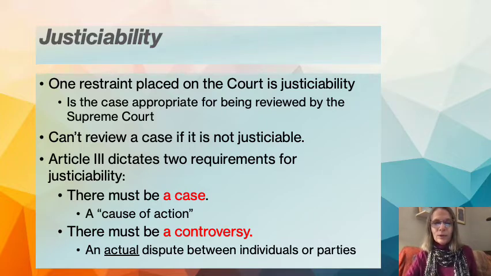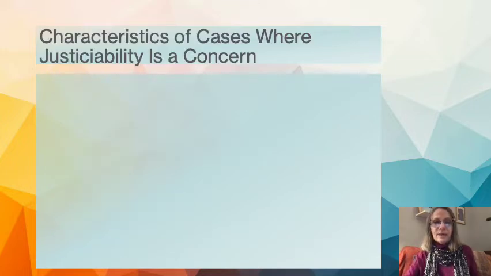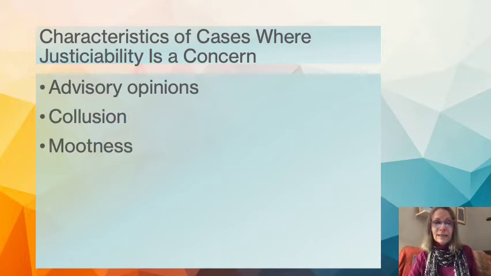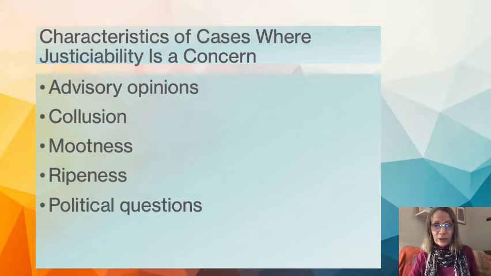So let's dig in a little bit more deeply to give examples of what that means. Your textbook identifies 5 characteristics of cases where justiciability is a concern. They talk about the issue of advisory opinions, collusive cases, moot cases, cases that aren't quite ripe, and so the issue of ripeness, and also political questions. So these are the characteristics that can raise some concern about whether or not the Supreme Court can actually review this case. And so let's dig into each of these 5 characteristics in more detail.